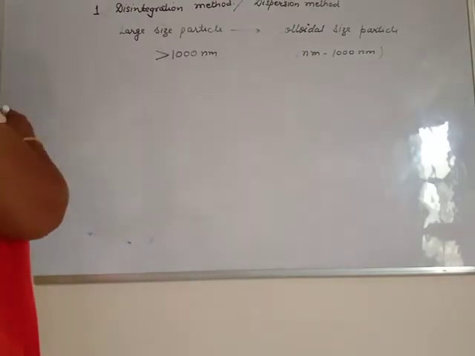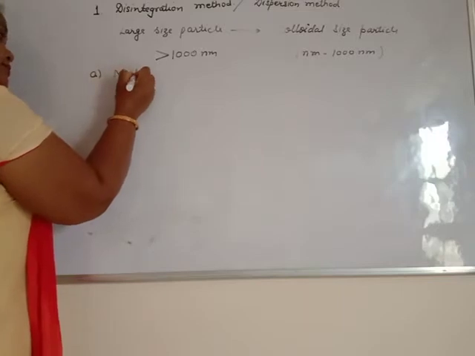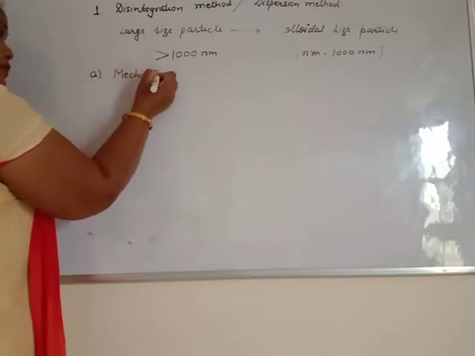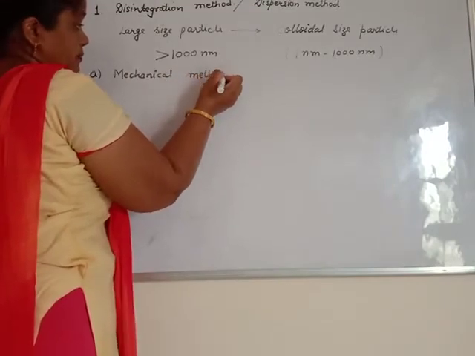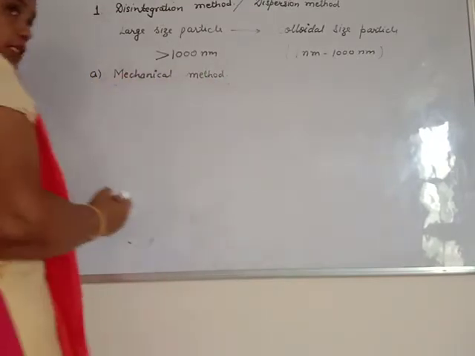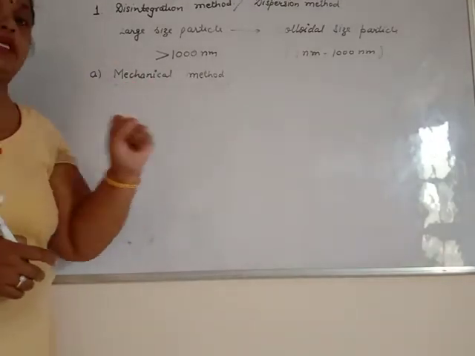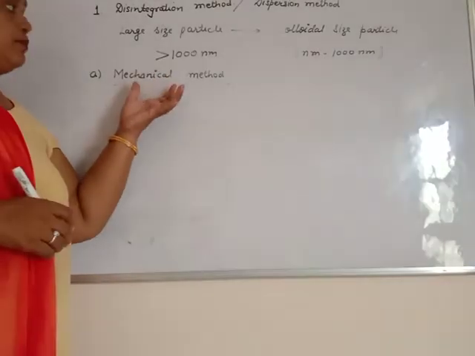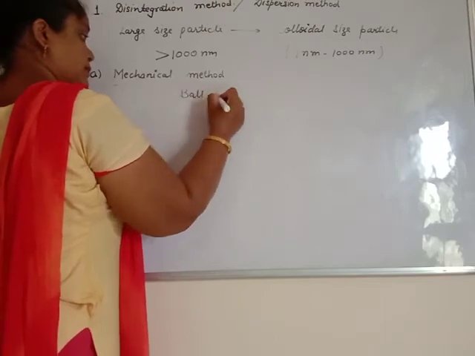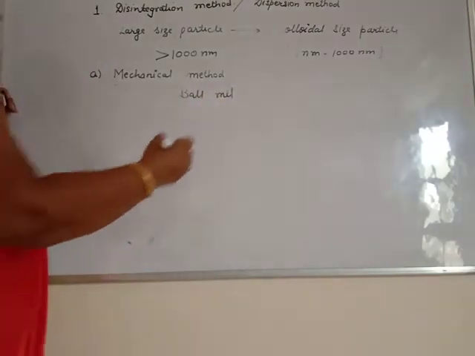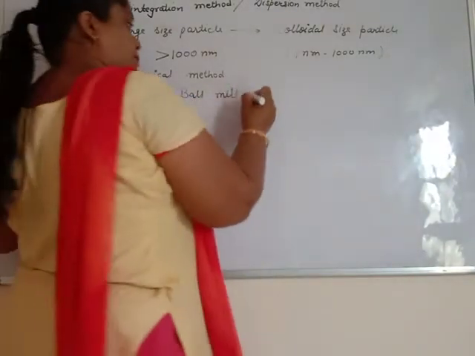This method includes three other methods. The first of these is the mechanical method, or mechanical disintegration method. Beta, through machines we will disintegrate the suspension size particles into colloidal size particles. For the mechanical method we will use a ball mill, or it is also known as a stamp mill.